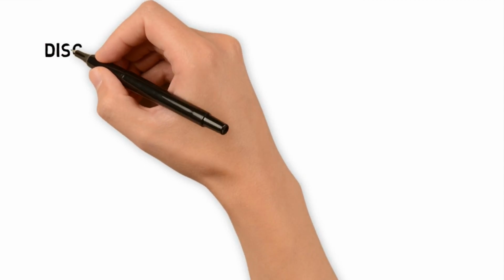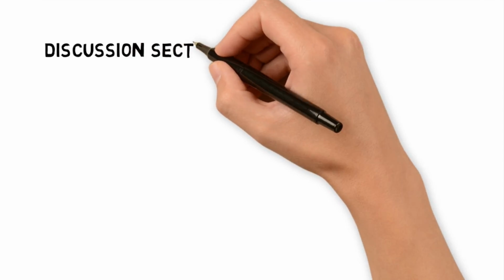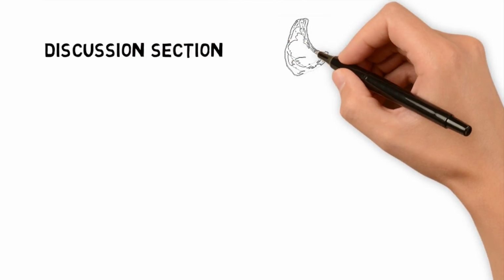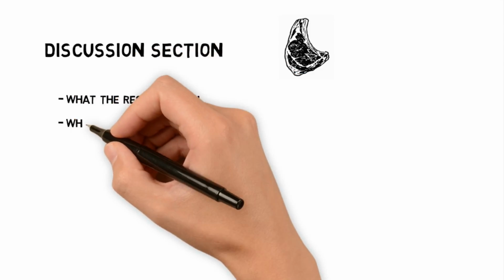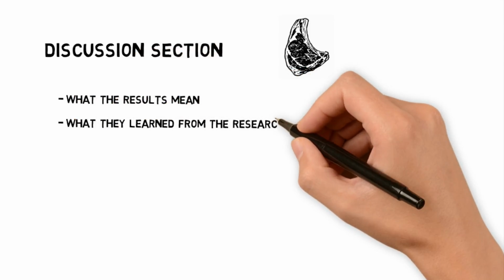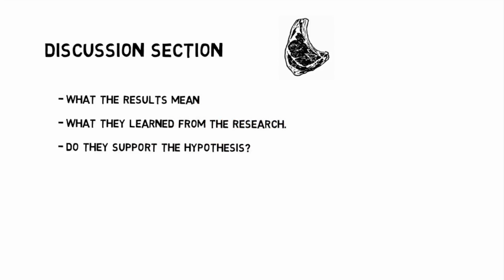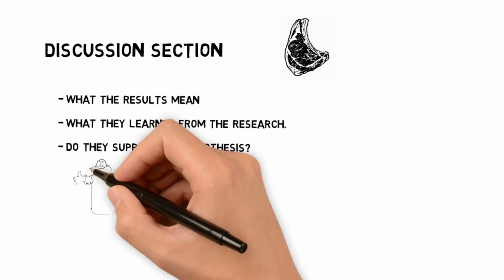The section after the results section is called the discussion section, and this is the real meat of your research paper. Here the researcher is going to spend some time talking about what the results actually mean. They're going to talk about what they've learned. They're going to evaluate whether the actual research supports the hypothesis or the null hypothesis.